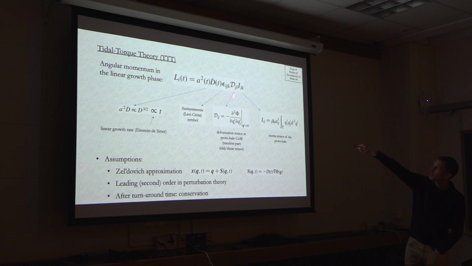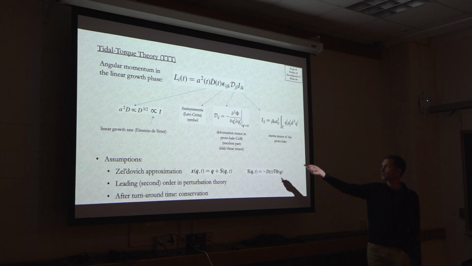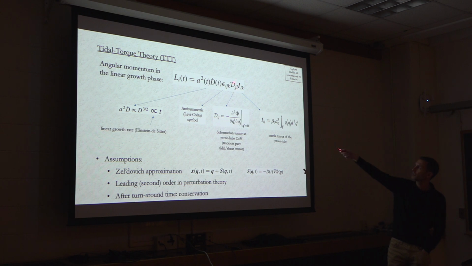This factor here is the deformation, or the traceless part of the deformation tensor. So we call it the tidal or shear tensor. It's simply the traceless part of the Hessian of the initial potential. And we have the antisymmetric symbol here that collects different terms from these two factors. We'll talk a bit about what this means.